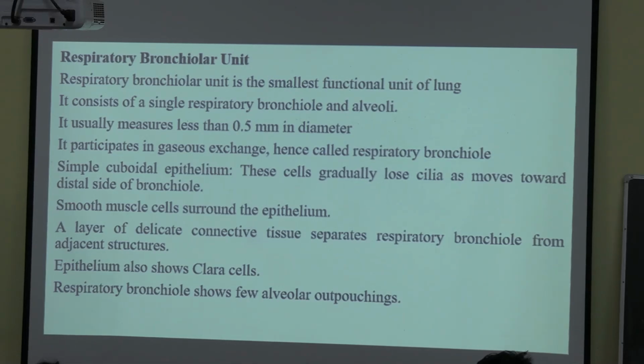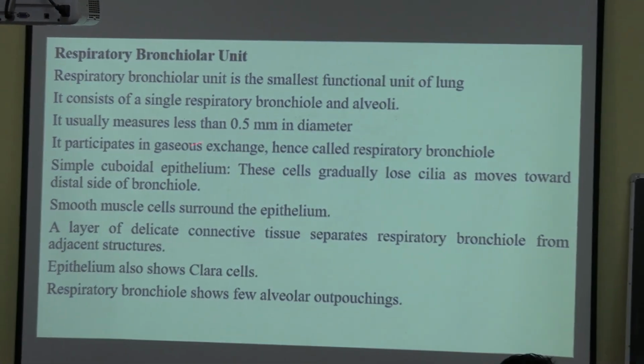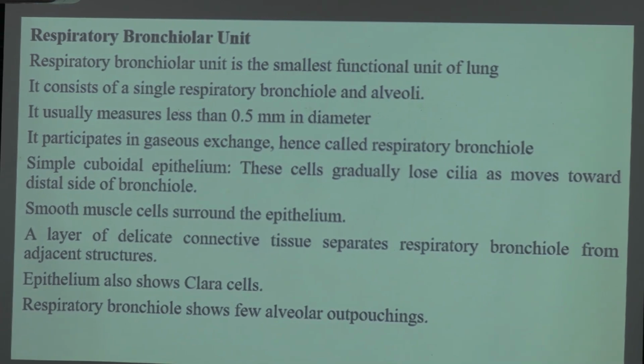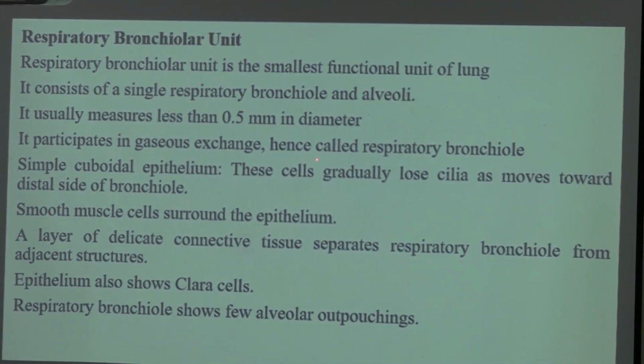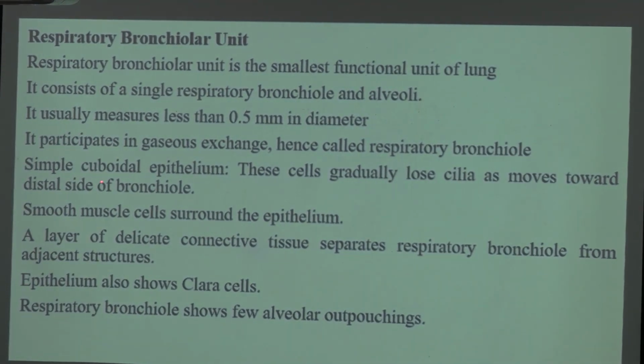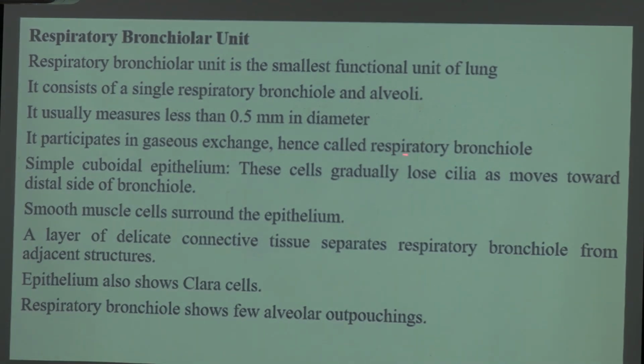Okay. Next, respiratory bronchiole. So it is the smallest one. Diameter is less than 0.5 millimeter. The gaseous exchange takes place. The lining epithelium is simple cuboidal epithelium. Gradually cilia are not there. Smooth muscle cells are present around the epithelium. Okay. A delicate layer of connective tissue is also there, which is separating the bronchiole from the adjacent structure. Along with the epithelial lining, the cells of Clara are also seen. And respiratory bronchioles also have alveolar outpouchings, which will lead towards the alveoli.